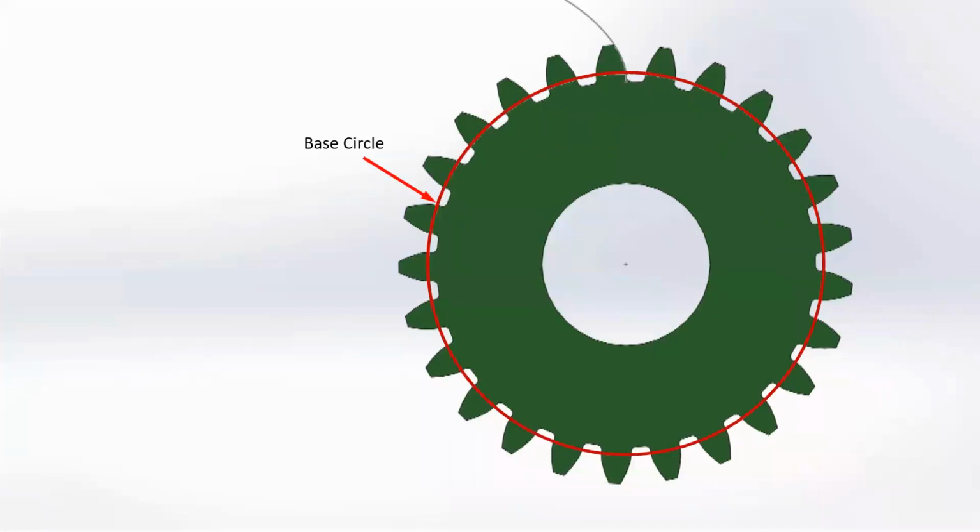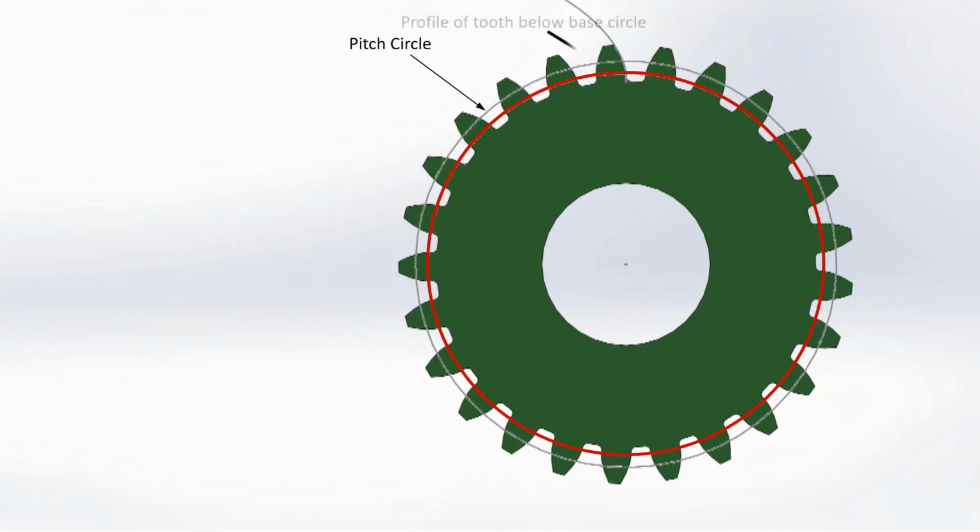Base circle. Imaginary circle from which the involute curve of tooth profile is generated. The profile of tooth above the base circle is an involute curve. Notice the base circle of a gear is different from the pitch circle and lies below the pitch circle. The profile of tooth below base circle is a segment of straight radial line. In addition, a fillet radius is provided at the base of the tooth to avoid stress concentration.